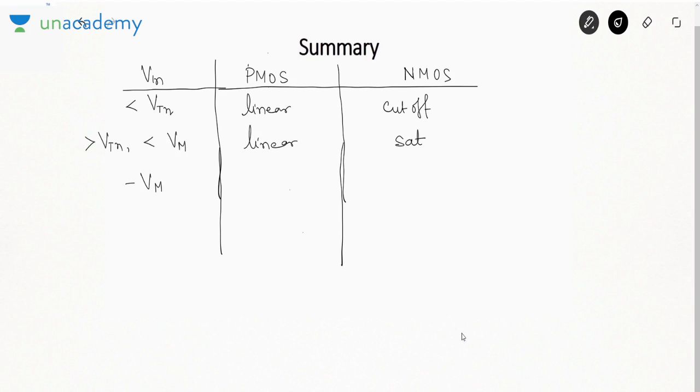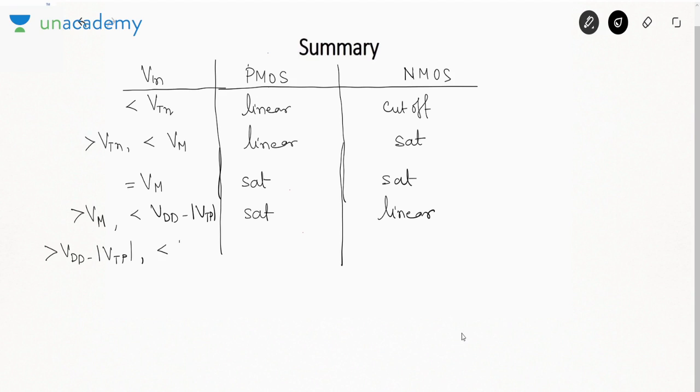The third case was equal to VM. Both are in saturation. Fourth case, greater than VM but less than VDD minus mod VTP. PMOS was in saturation but NMOS was in linear. And the last case, greater than VDD minus mod VTP but less than VDD. PMOS was in cutoff and NMOS was in linear. So NMOS goes from cutoff to linear via saturation. PMOS goes from linear to cutoff via saturation.